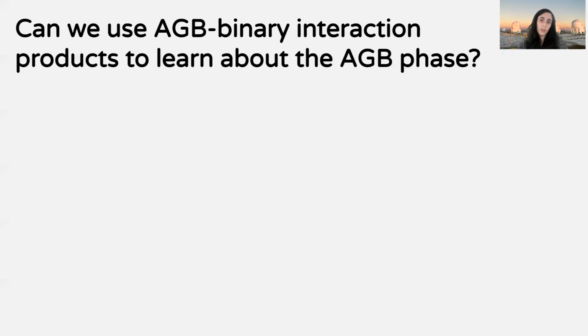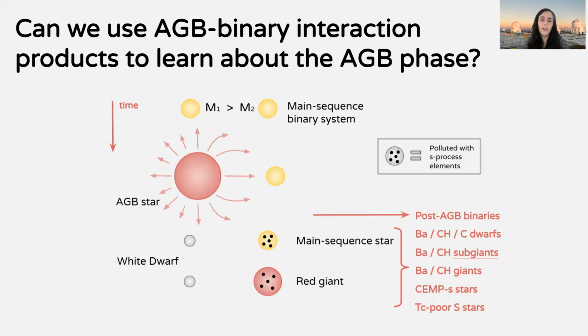So I'm going to focus here on AGB stars, but in order to learn about AGB stars and the AGB phase, I want to look at the progeny of these systems. More specifically, barium stars, as I said before. Barium stars are the progeny of AGB binaries, post-interaction products. And I have listed here other post-interaction or post-AGB binaries that we could use as well.